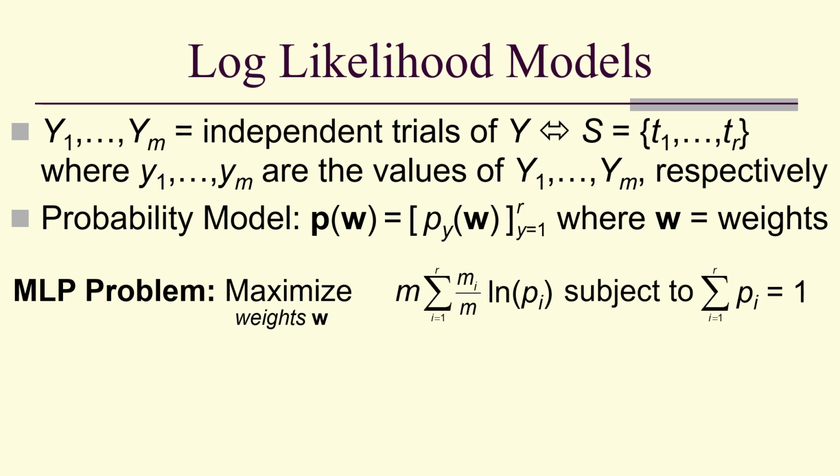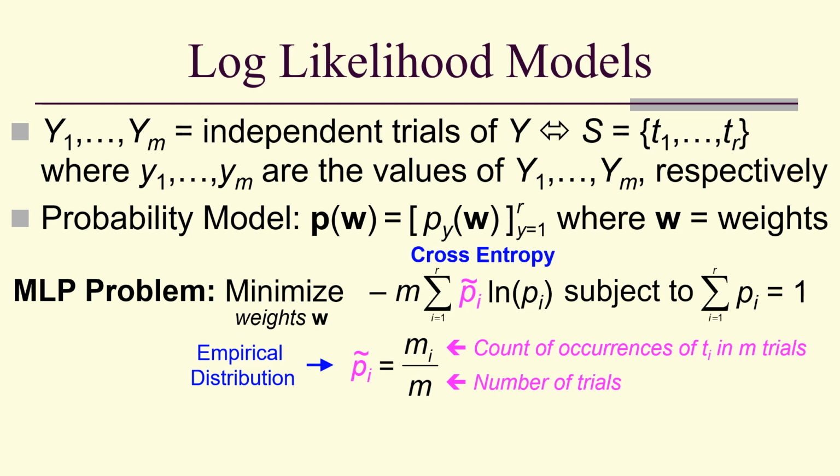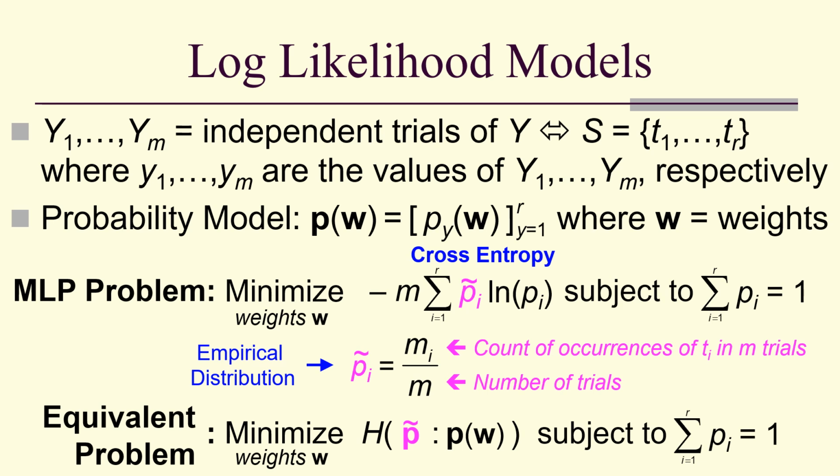But notice that I can factor out an m and divide by an m inside the sum, and that's going to be my relative frequency, the counts over the number of trials. That's my empirical distribution. So now I have this, and I'm going to change this to minimization by putting a negative in front. But notice that I've got a negative sum of one probability distribution log the other probability distribution. That's cross entropy. So the maximum likelihood problem is a special case of minimizing cross entropy subject to the sum of the probabilities equals 1.